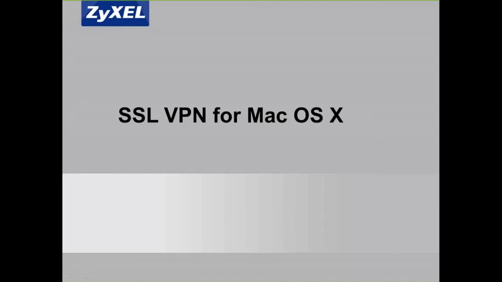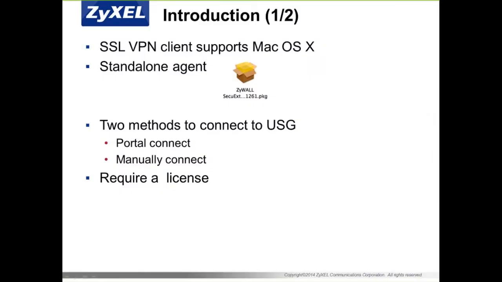SSL VPN for Mac OS 10. With either PC or Mac clients, users must log into the SSL VPN portal to install the Secure Extender first before using Network Extension Full Tunnel Mode. Prior to 2014, Network Extension was only supported on the Windows PC platform. Now we can also run this application on Mac OS X. The Secure Extender agent is launched when the user clicks on this application icon, but not by a browser or Java launcher. For Mac OS X, a separate software client is required.